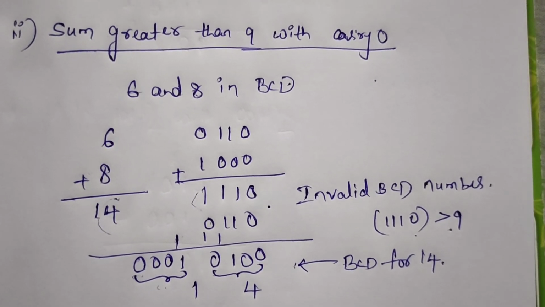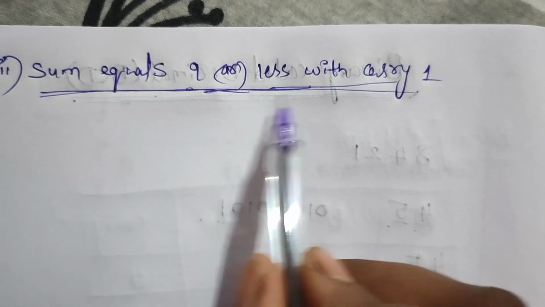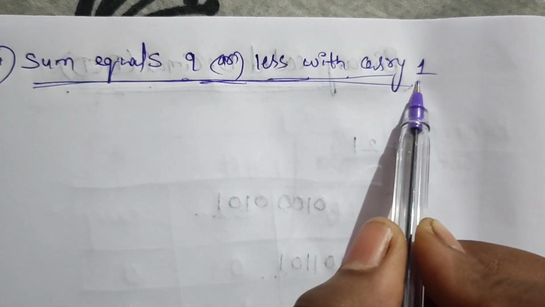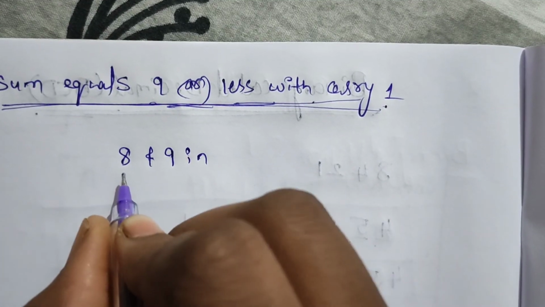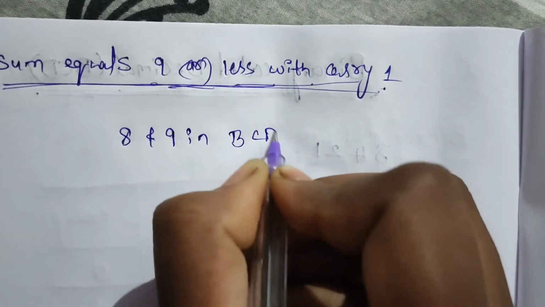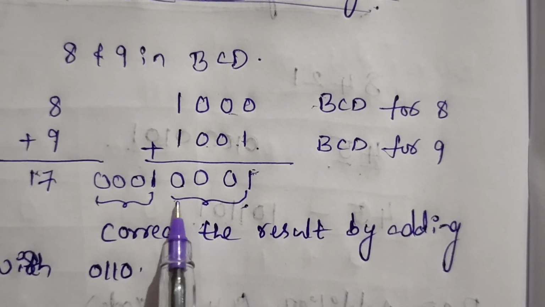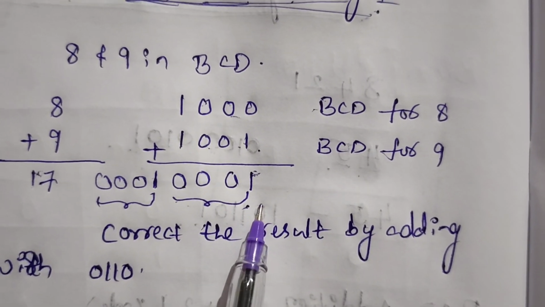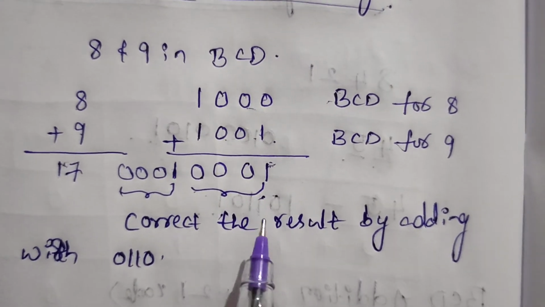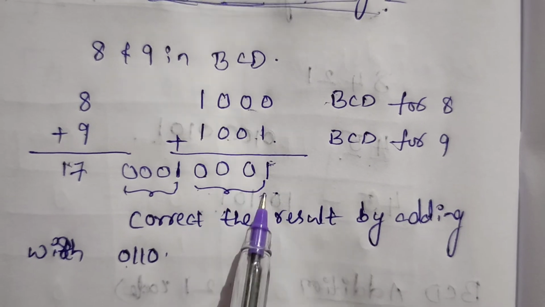And let us see the third case. Sum equals 9 or less with carry 1. So this is the third case. Let us consider addition of 8 and 9 in BCD. The result is in BCD form, but it is wrong. So we need to correct it by adding 6 to the least significant digit.